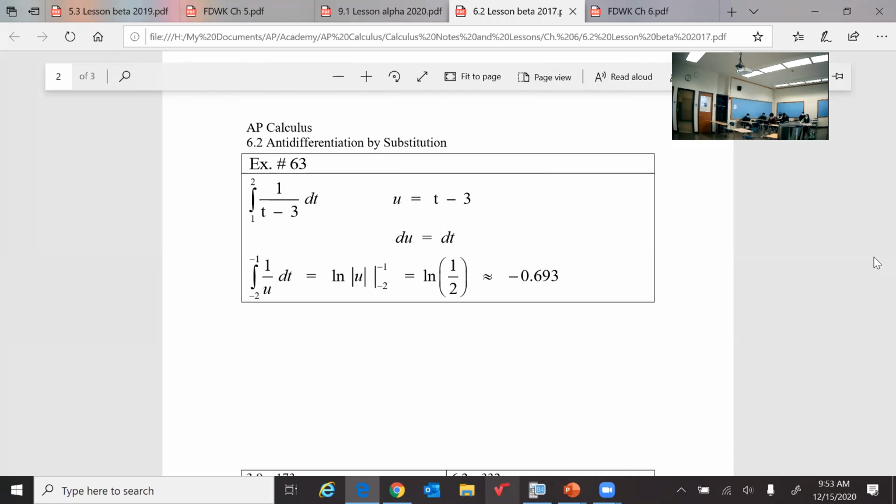So you get ln mu from there. When you put the absolute value symbols in there, you would get ln 1 subtract ln 2, okay, which is ln 1/2, which is about negative 693 thousandths. Okay?